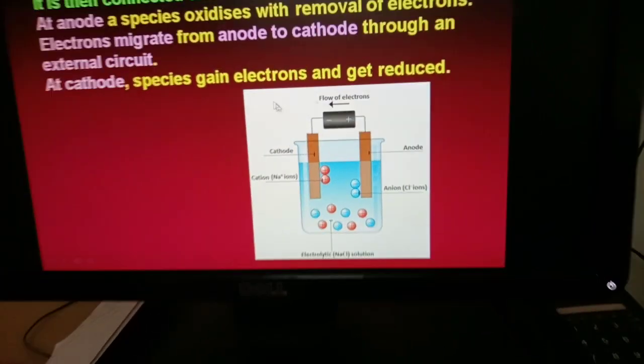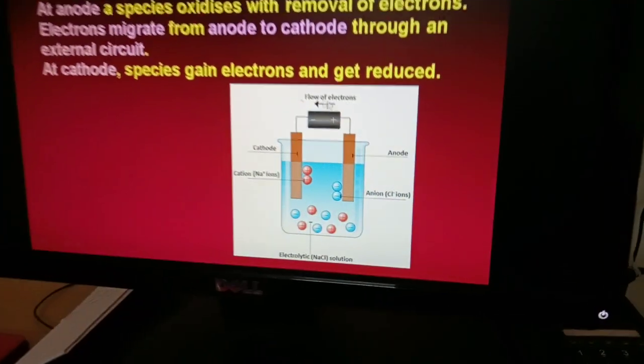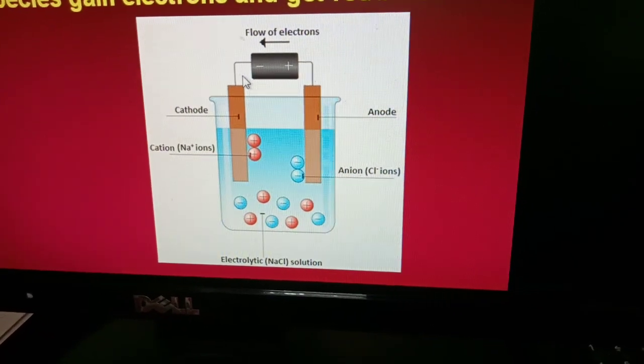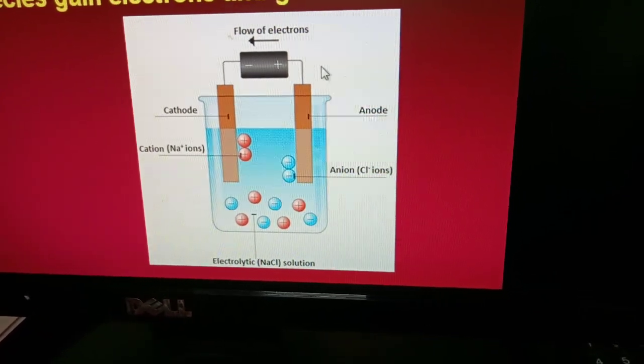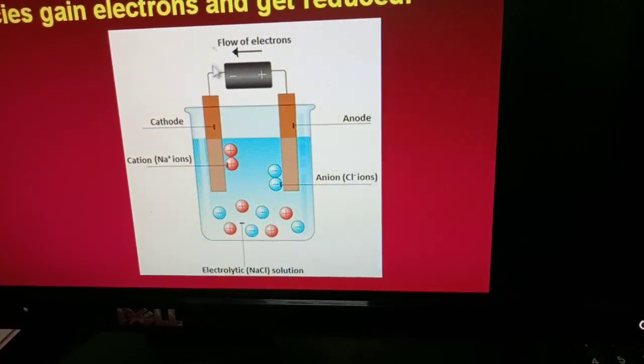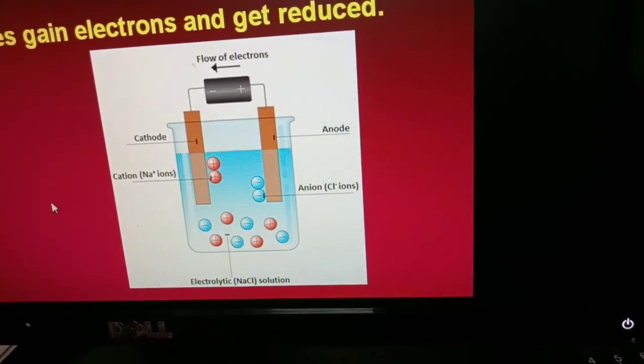Now these electrons migrate from anode to cathode through an external metallic circuit. So in the figure we can see the flow of electrons is from the positively charged electrode to the negatively charged electrode, that is from anode to cathode through the external circuit.